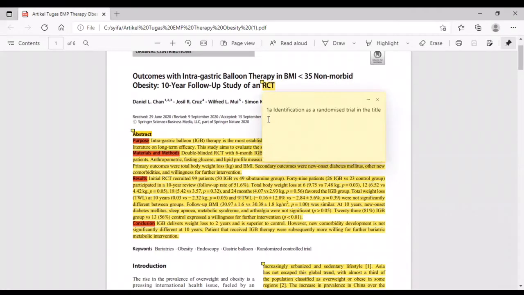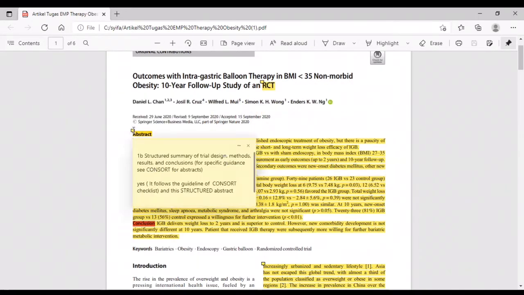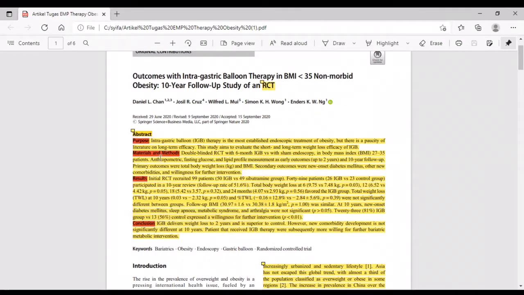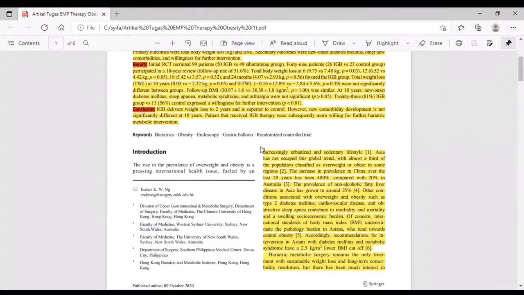First is checklist number 1A, identification as a randomized trial in the title. That is shown by RCT in this title, which means randomized controlled trial. Next is 1B. The checklist of 1B is structured summary of trial design, method, result, and conclusion. They show this by purpose, material and method, result, and conclusion contained in the abstract.